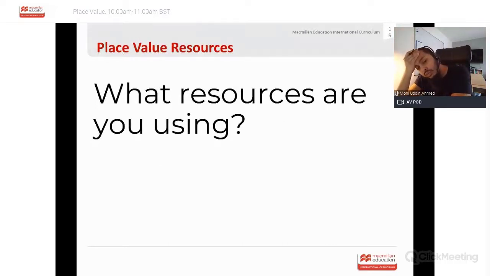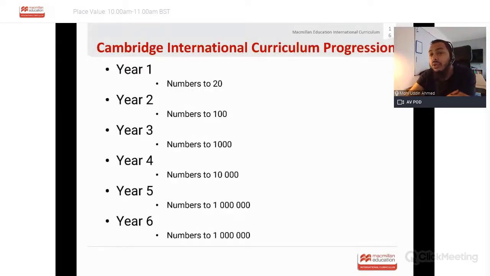So what resources are you using is a question that I would ask you as well. Have a think about that. What resources are you using? Because looking at the Cambridge International Curriculum, the progression shown from year 1 to 6, hopefully you can see in front of you right now. And in fact, what we see is that from year 4 to year 5, there's a big jump, right? From 10,000 to 1 million.